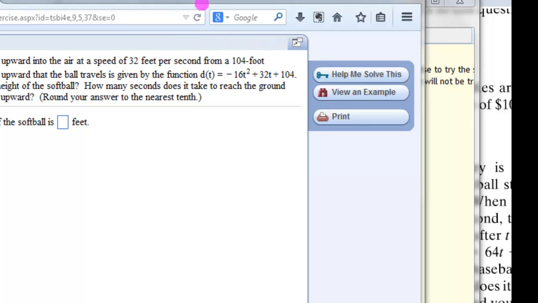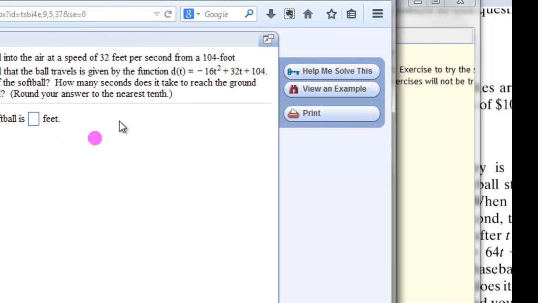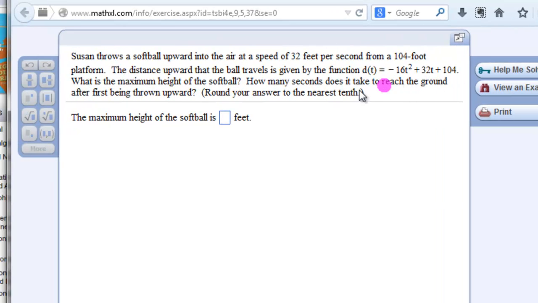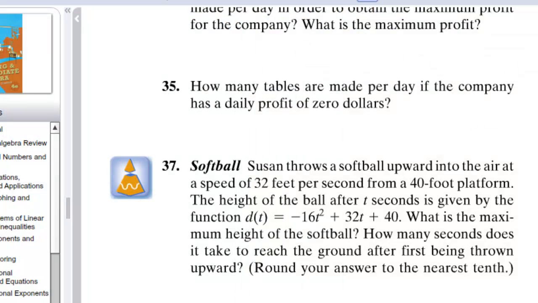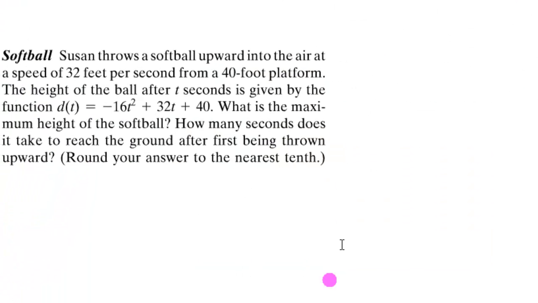And here again is a similar problem, just different numbers. You will have a chance to use the Help Me Solve This to help you solve the problem and also view an example. So you've got the tools right here within the book. But I'm going to solve the problem. I want you to look to the ebook to find similar problems when you get stuck with the homework. All right, so here's our problem with Susan.